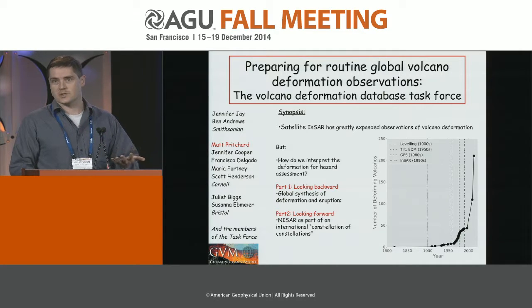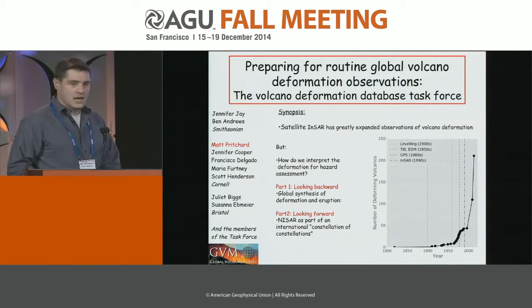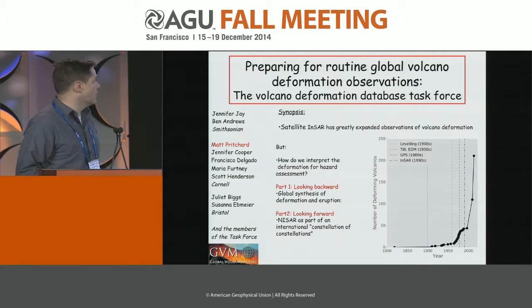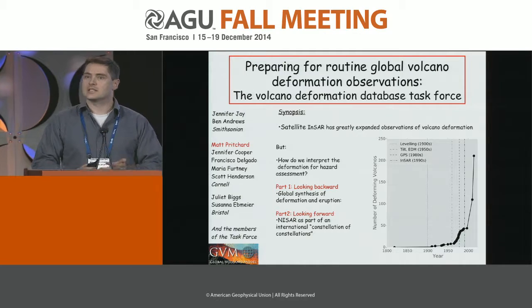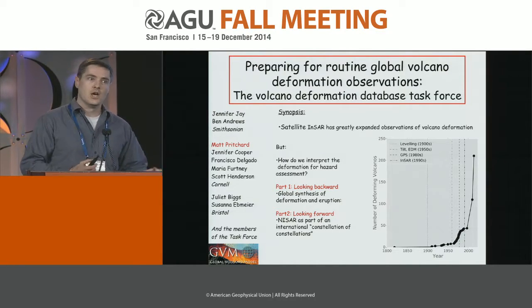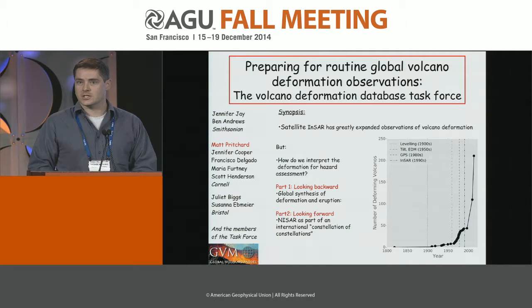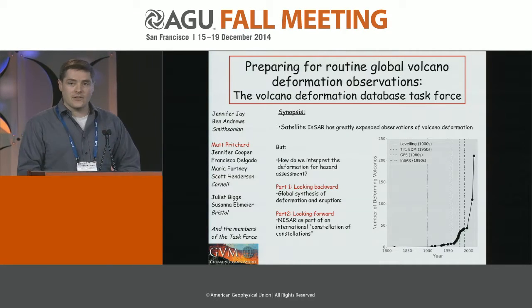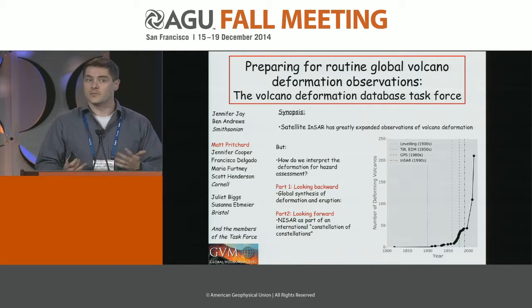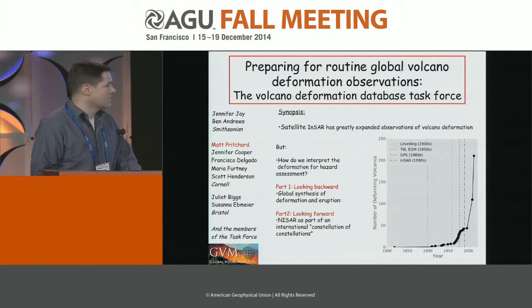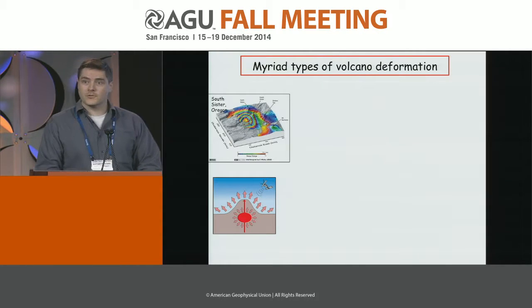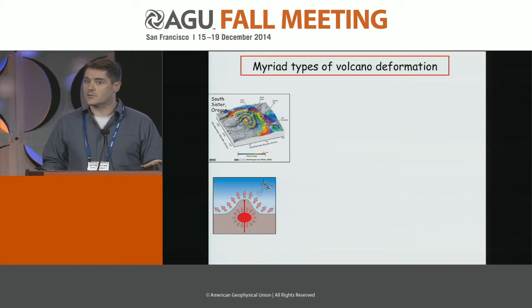So the question is, in order to use that information to make something useful about hazard assessments, whether these volcanoes will erupt or not, we have two approaches that we'll talk about today in terms of projects that are ongoing. One is looking backwards, trying to synthesize all these observations that we have already, to understand under what circumstances volcano deformation might indicate an imminent hazard. And then looking forward to what we're going to be able to do with NISAR and the constellation of many different international missions that could be used to help assess this.